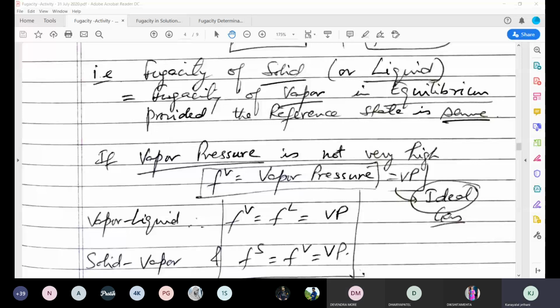To define fugacity, because fugacity is not easy to define, right? So when you say f by P is equal to 1, right? At low pressure. So what is the reference state? Ideal gas at low pressure, right? It's always relative. Because fugacity is not measurable, you have to always define it with reference to something. I told you how we define temperature, with 0 and 100. That is the reference state. Similarly, we define fugacity as equal to pressure at low pressure. That is the reference state.